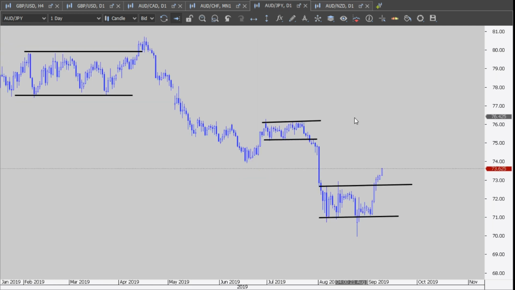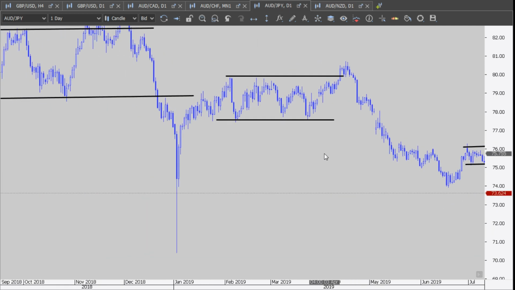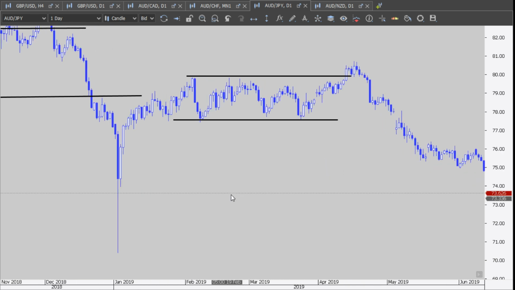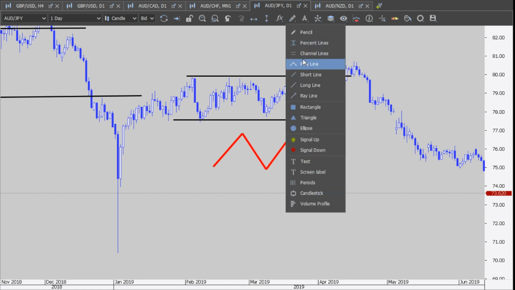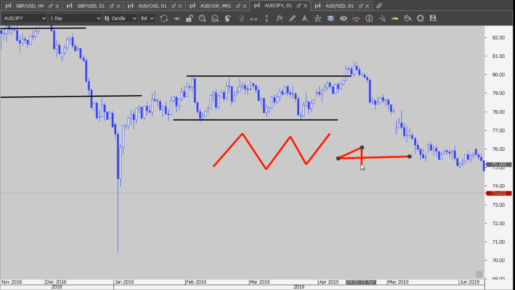AUDUSD, and you have long-term sideways movement because this is the daily chart. On AUDJPY, it went from February to almost the end of April. Three months of sideways movement on the AUDJPY daily chart. Why wouldn't you trade and make pips and money for three months on AUDJPY? Right?